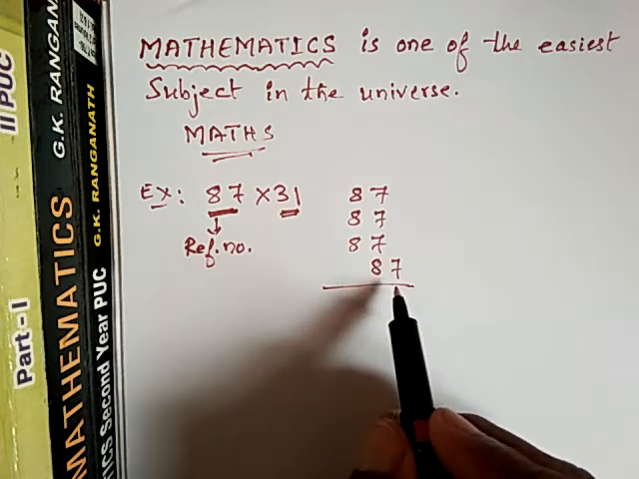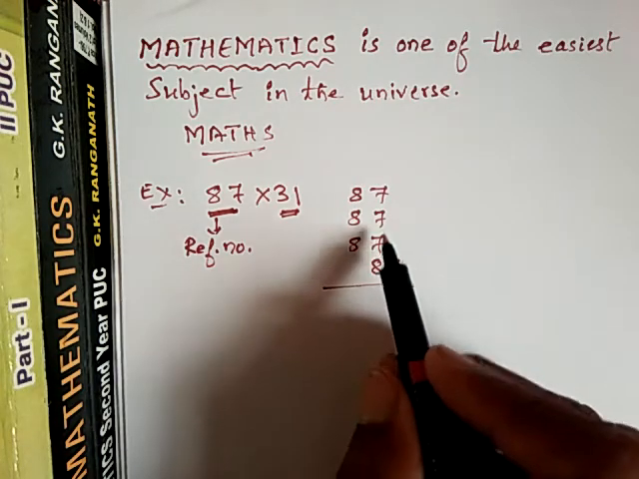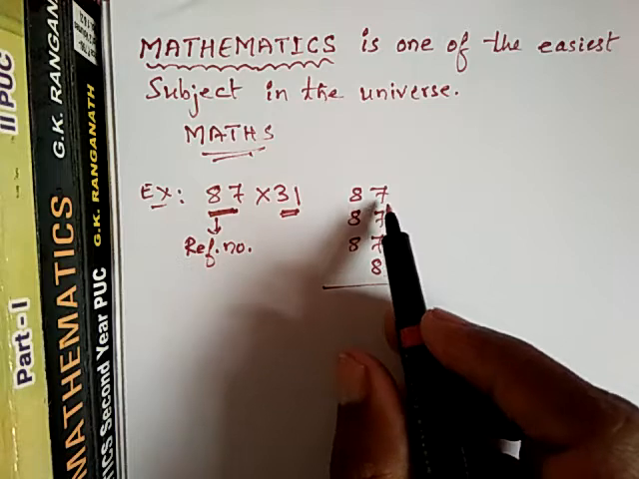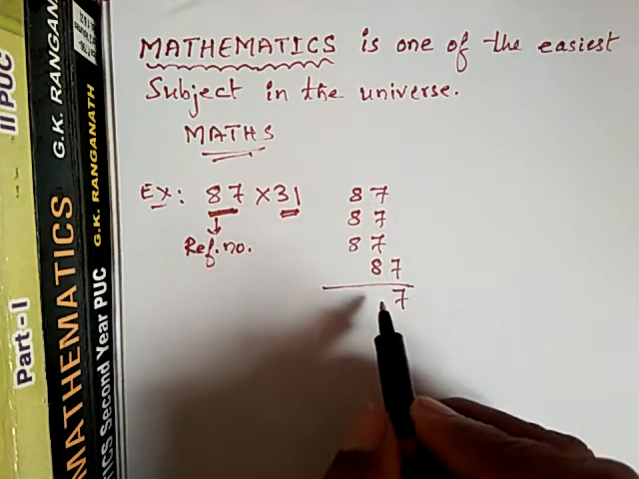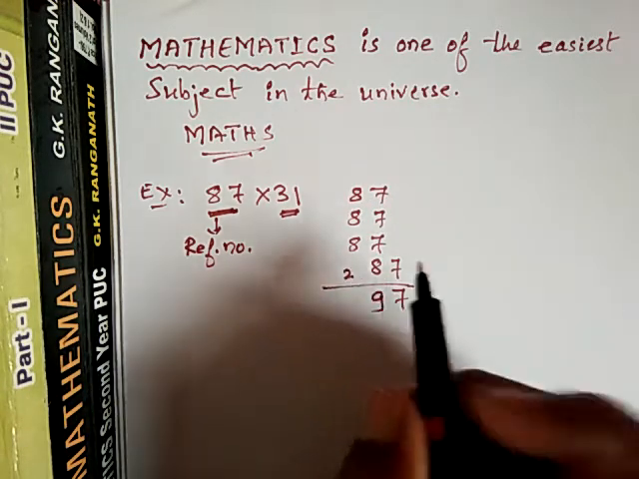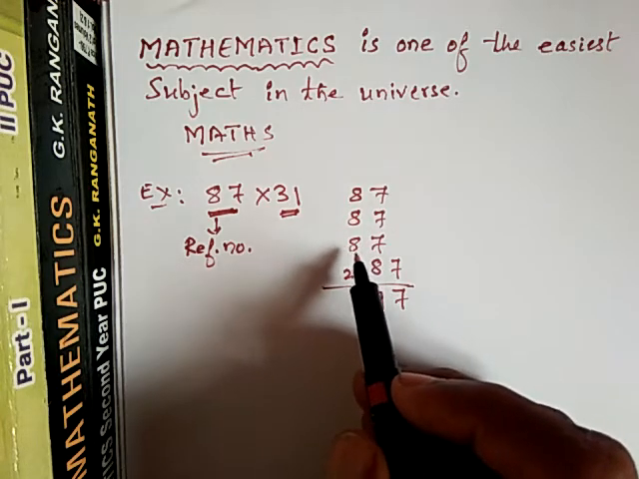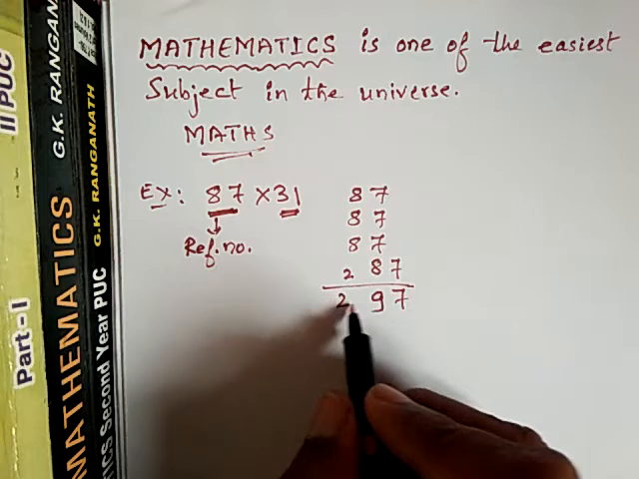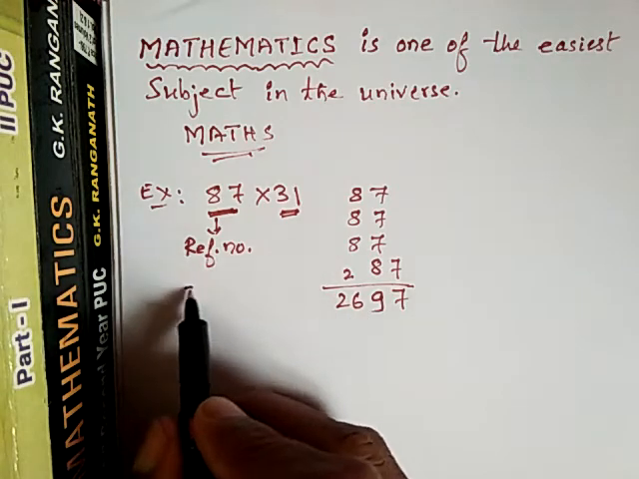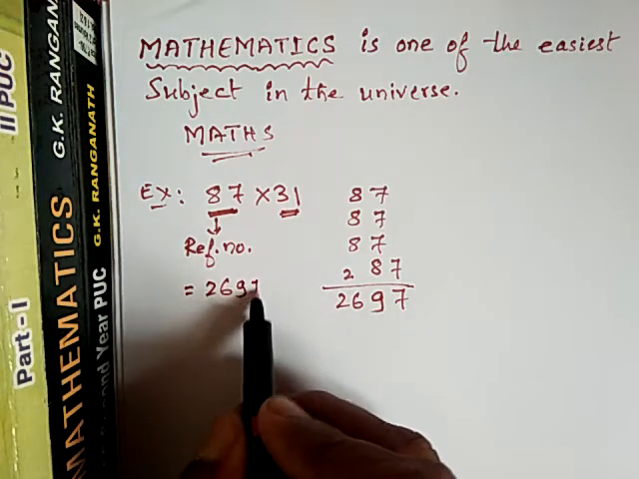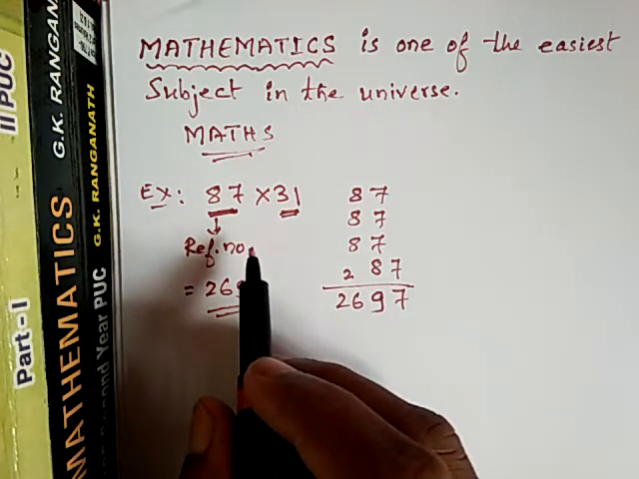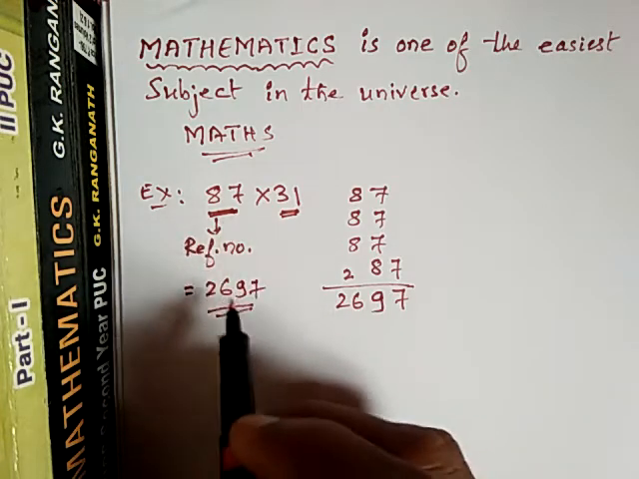This 7 is nothing but here it is 7. So 7 plus 7, 14, 14 plus 7, 21, 21 plus 8, 29. So 9 will be here, 2 carried. So 8 plus 8 plus 8, it is 24, 24 plus 2, it is 26. So the answer will be 2697. Any two digit number or any three digit number you can take, you will get the answer.